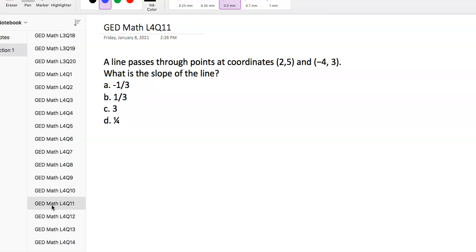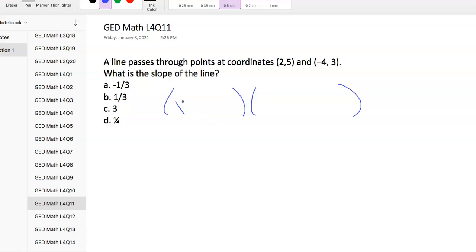Sorry for the delay. Let's move on to question 11. It says a line passes through points at coordinates (2, 5) and (-4, 3). What is the slope? Okay, so for slope, let's see if we can do this. We'll draw this out for you at first.